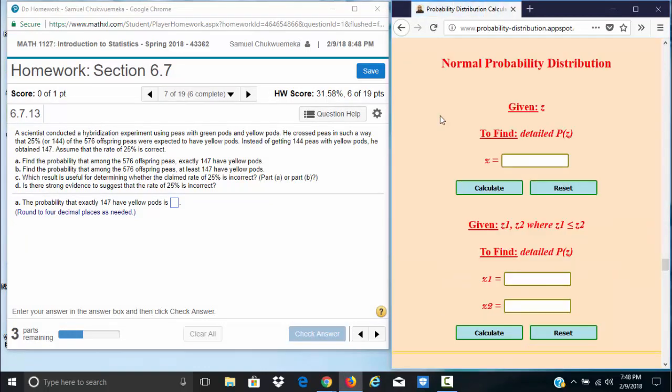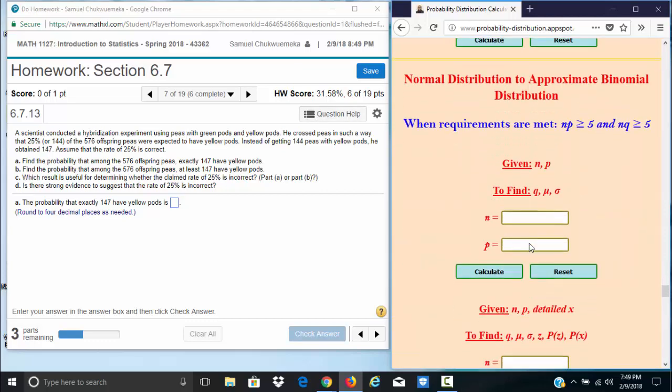Question 7. A scientist conducted a hybridization experiment using peas with green pods and yellow pods. He crossed peas in such a way that 25%, or 144, of the 576 offspring peas were expected to have yellow pods. Instead of getting 144 peas with yellow pods, he obtained 147. Assume that the rate of 25% is correct. Question A. Find the probability that among the 576 offspring peas, exactly 147 have yellow pods.